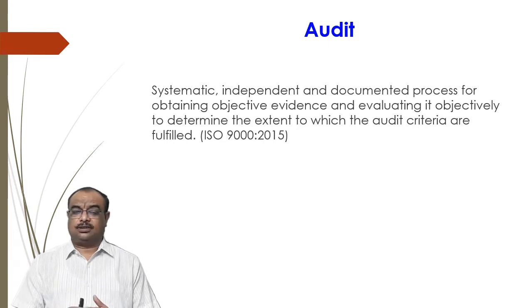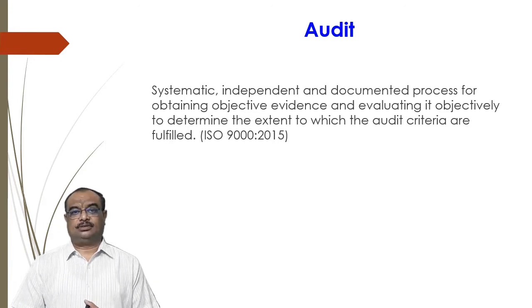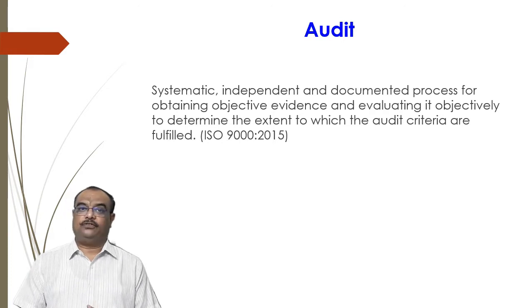Our internal rejections are within the targets or not. Customer complaints are zero or not. Cost of poor quality. So basically, as an auditor, it is very important to understand the intent, number one. Number two, he has to perform the audit to ensure to what extent our audit criteria are fulfilled.